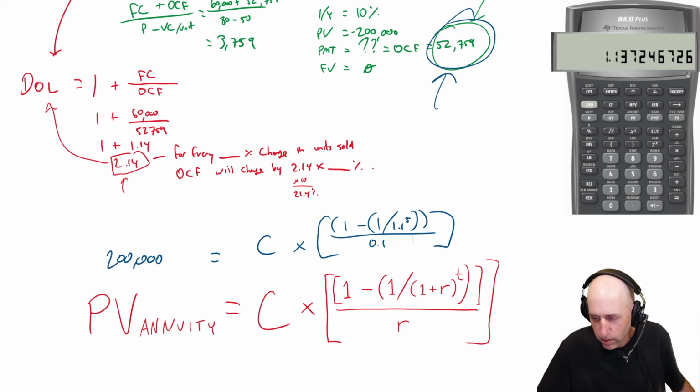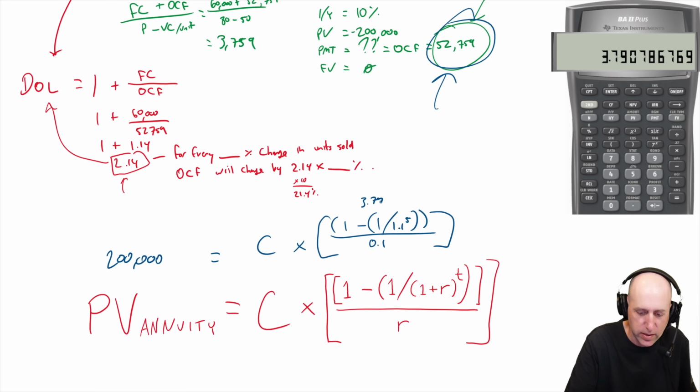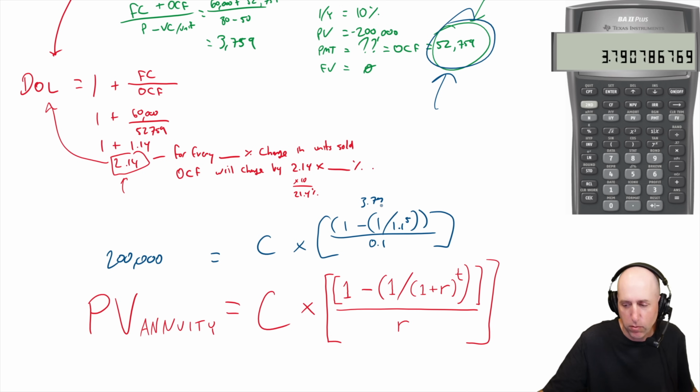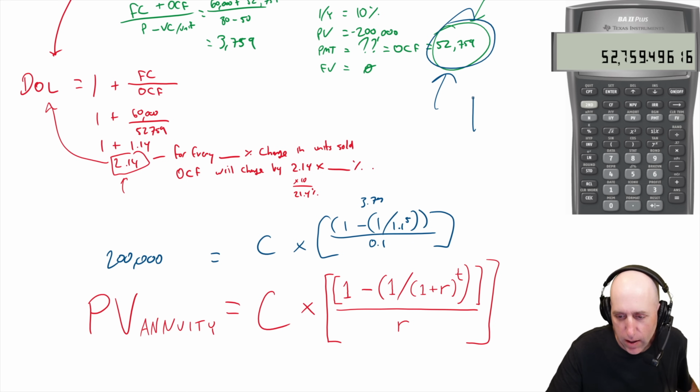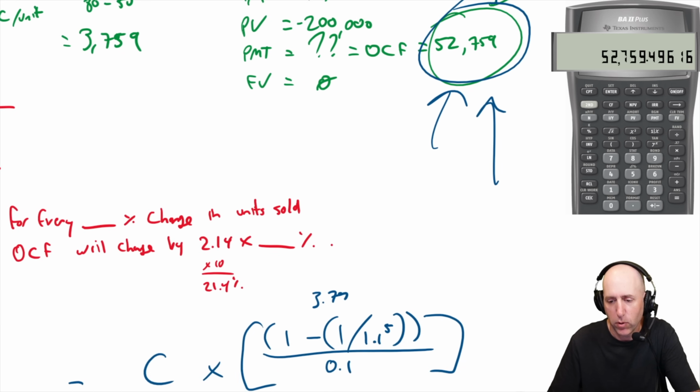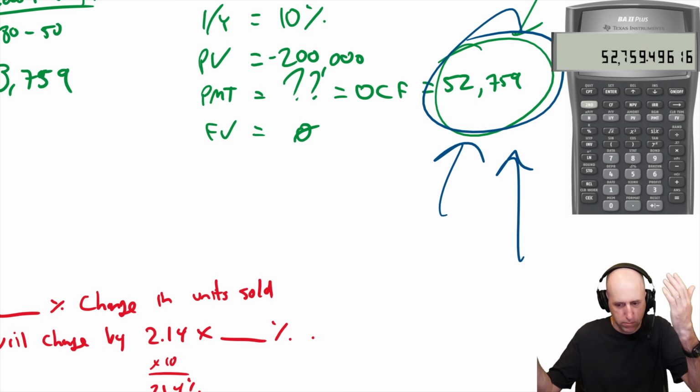Okay, so 1.1 to the power of 5 is 1.61. I go 1 over x, 0.62, 1 minus that, so minus 1 plus minus, 0.37. 0.37 divided by 0.1 is 3.79. So what's in brackets is 3.79. So I just divide 200,000 by 3.79 and I'm out of here. 1 over x times 200,000. That's one way to do this. And I get 52,759.49. Well, look at that. 52,759.49. It's the same answer because we're doing the same thing.